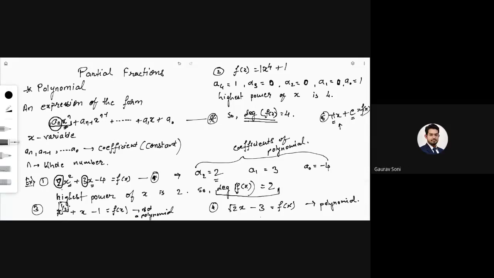What's the degree of this polynomial? Fourth one. What's the degree of that polynomial? 1. Degree of f of x is equal to 1. Fine. Up to this, everything is clear. So I will go ahead.